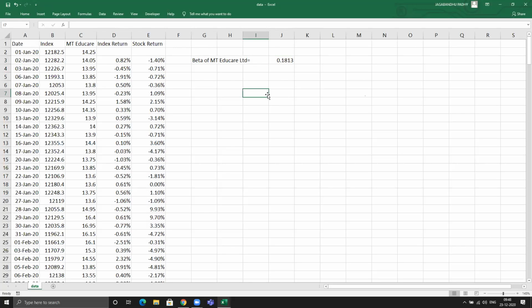This is the beta of MT Educare Limited. Let me just put it a bit sideways because यहाँ पे कुछ और data आएंगे शायद अपने. So this is the beta of MT Educare Limited, 0.1813. Now let us assume we have 1 crore shares of MT Educare Limited. So if I make that assumption of having 1 crore shares of MT Educare Limited, what is my portfolio value?